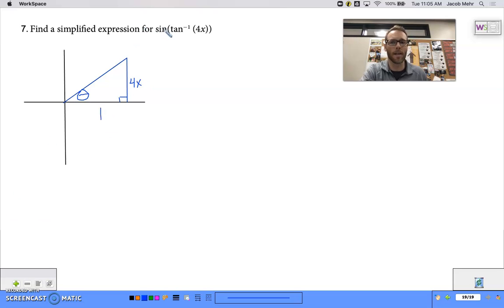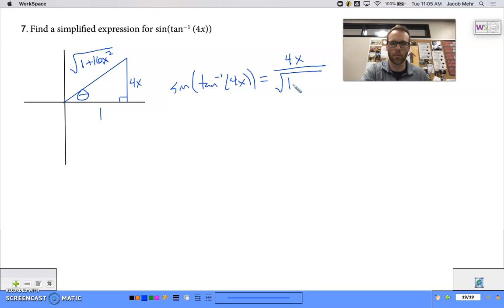And we want to find the sine of this angle, so we need to know the hypotenuse. Well, it's going to be, using the Pythagorean theorem, the square root of 1 squared plus 4x squared, which is 1 plus 16x squared, like such. And so then we know the sine of the arctangent of 4x is equal to opposite 4x over the hypotenuse, the square root of 1 plus 16x squared.